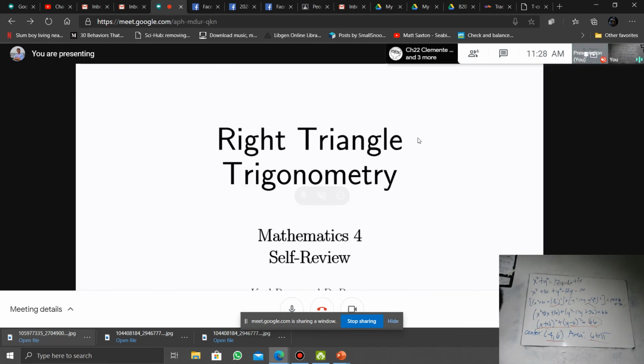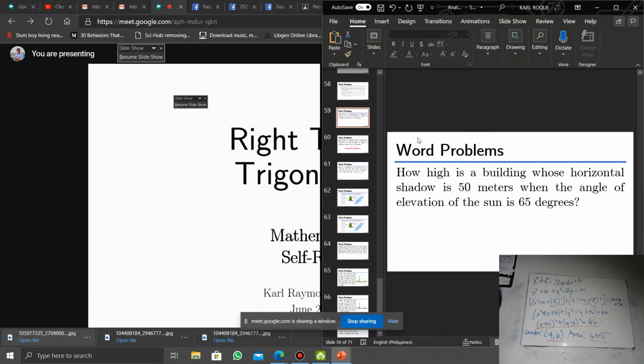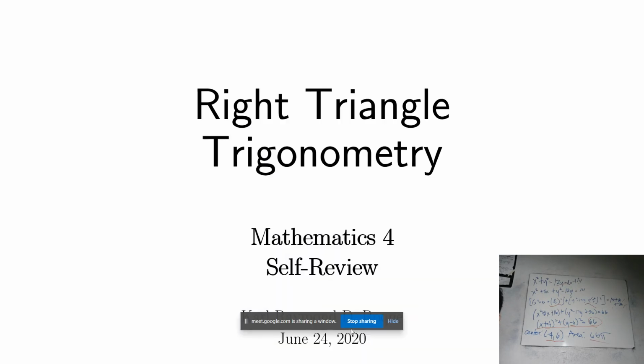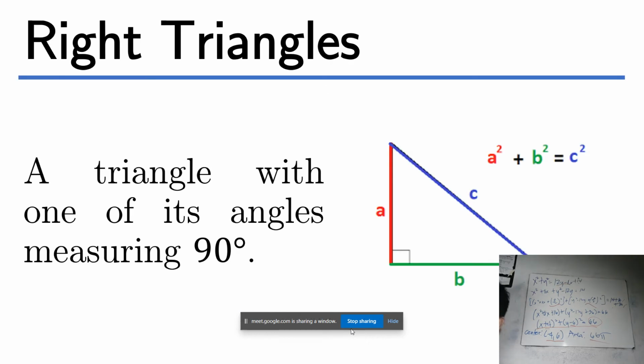So, right triangle, trigonometry. So, ngayon, trigonometry na tayo, no? This one is very new for you, I'm sure. Pero important na ma-master nyo to kasi lahat ng susunod natin sa physics, especially, kailangan ito. Okay? Let's see. Right triangle muna. Definition, it's one of its angles measuring 90 degrees. Okay?